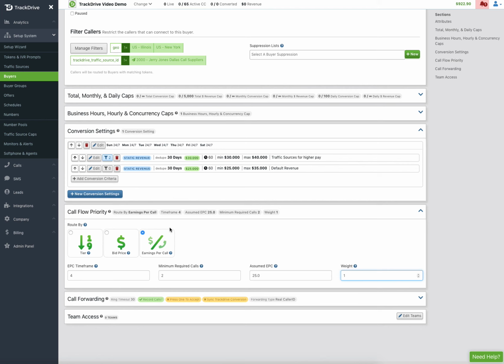And so that's how the call flow priority goes. And most importantly, understanding how tier and weight work and how we automatically calculate tiers for you.